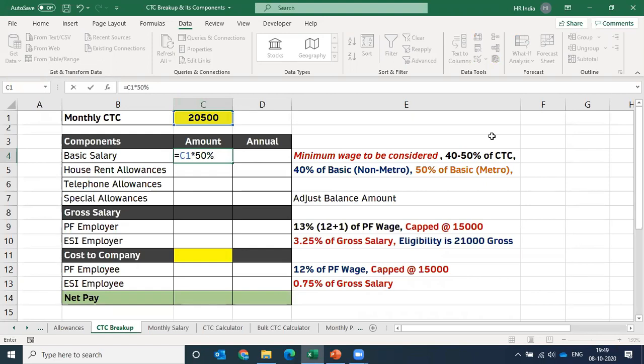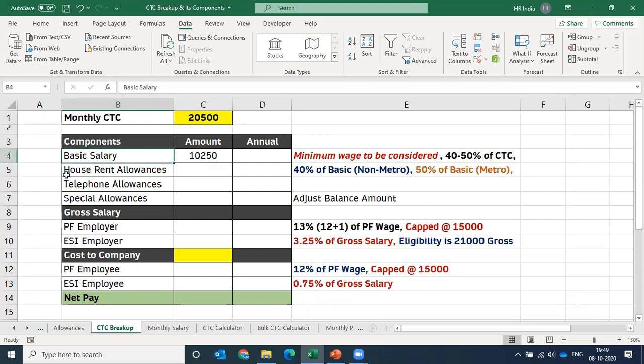And also one very important thing, that the basic salary should be the highest component in the entire CTC structure, right? So we are taking basic salary as 50% of the CTC of the employee. Press enter, and the amount we have got is 10,250 rupees. Considering that this 10,250 rupees is complying with the minimum wage of the state, it is either equal to or more than the minimum wage of that state, right? So that's how we fix the basic salary of the employee.